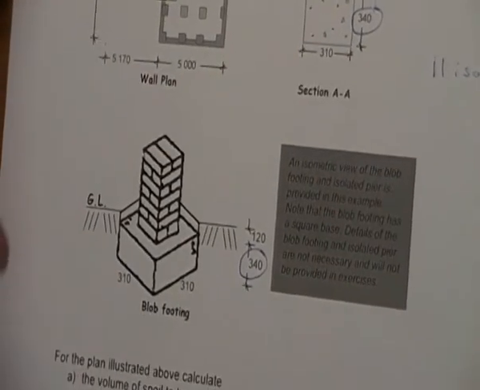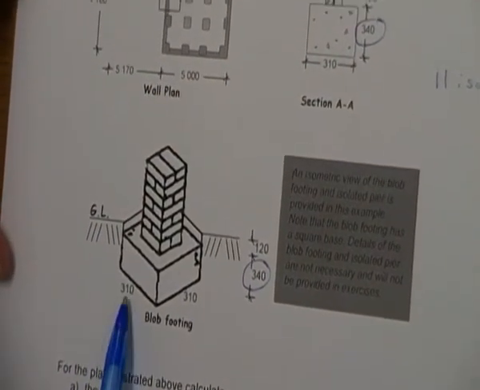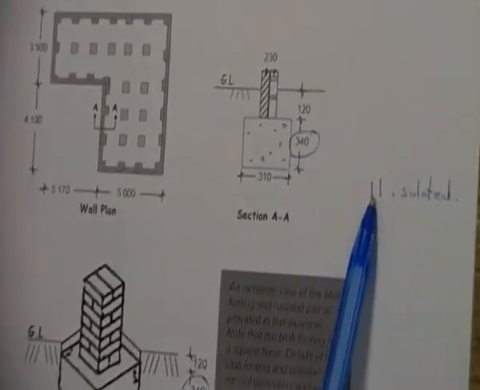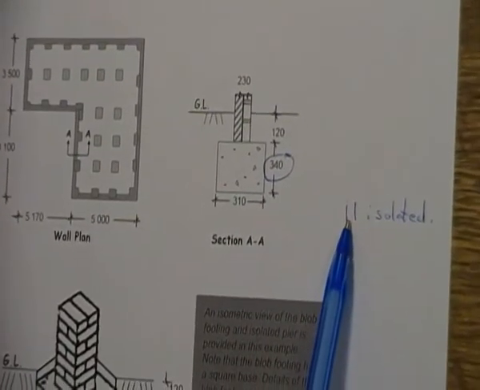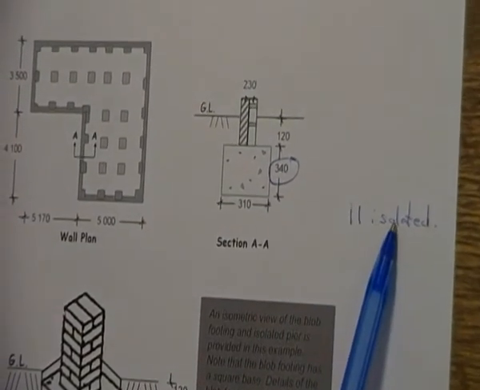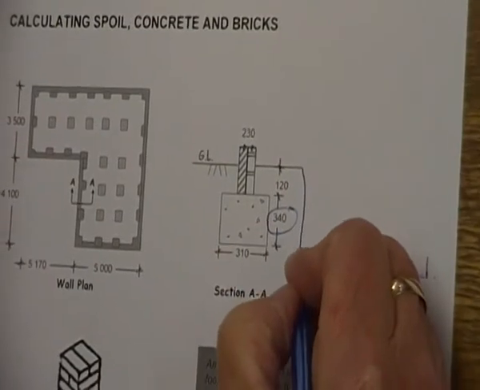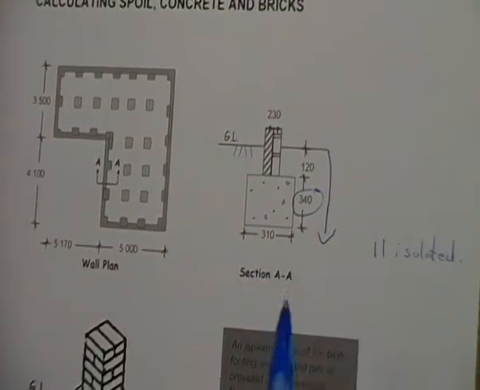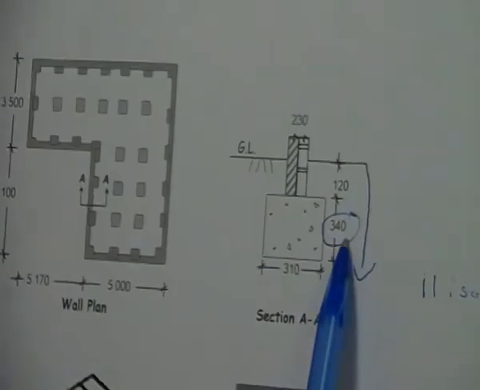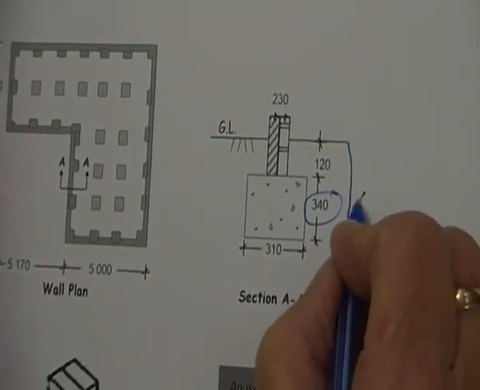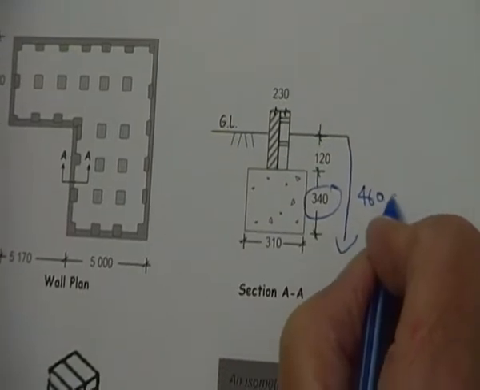So when we look at getting the volume of the blob, we do length times width times depth times the number of isolated piers. So in this case it's 11. When we do the spoil, we're going to be doing it from ground level down. So we're looking at 120 and 340. Okay, so that's going to give us 460 for the spoil.